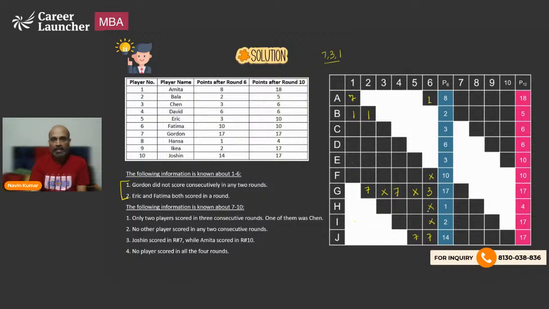Okay. Next, if we look at I, it has to score 2. So that can only come with 1 and 1. Okay. So in round number 5, we need a 3. In round number 4 also, we need a 3.